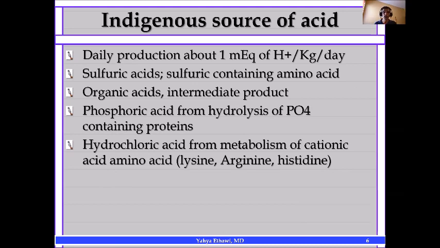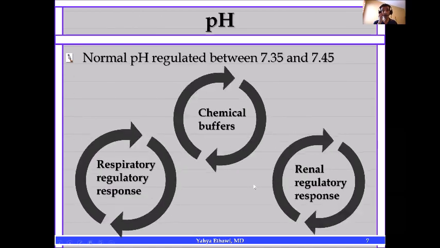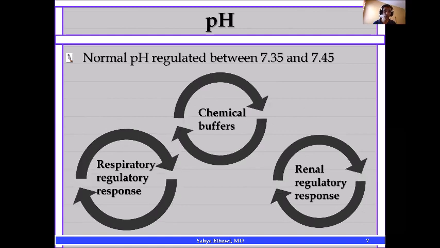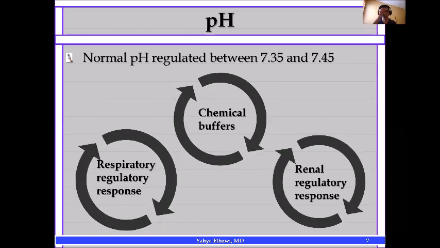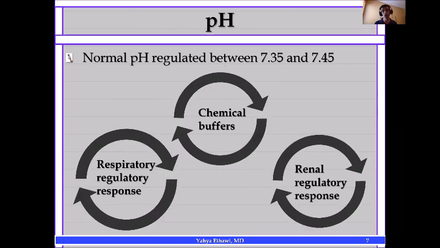The other thing you need to know is the endogenous source of acid. There is a daily production of acid of about 1 milliequivalent for each kg in the body, and it derives from different substances. I don't want to list them all, but there are many substances that can provide you with acid. Now, the normal pH is regulated between 7.35 and 7.45, and there are 3 players controlling the pH: the respiratory response, the renal response, and also what we call chemical buffers.